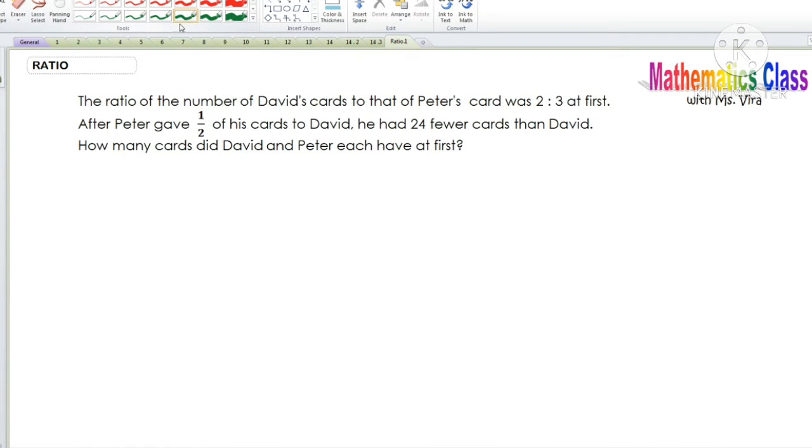Today we are going to solve a word problem about ratio. Here's the question. The ratio of the number of David's cards to that of Peter's cards was 2 to 3 at first. After Peter gave half of his cards to David, he had 24 fewer cards than David. How many cards did David and Peter each have at first?